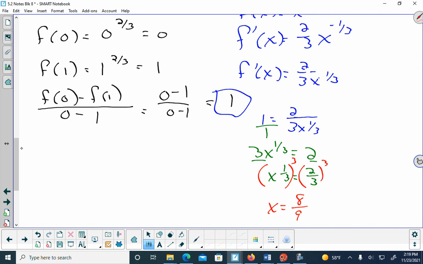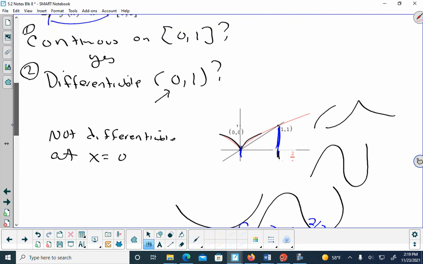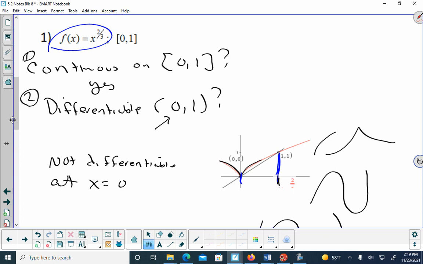Then I have to ask myself, is 8/9 in that interval from 0 to 1? Yes, so that would be my, and we're calling this C right now. It's not a critical number. It is a C value in that interval that has the slope of the tangent line equal to the slope of the secant line. Wait, so is it differentiable? It was differentiable at 1. It's not differentiable at 0, but that's okay because that 0 is the endpoint.